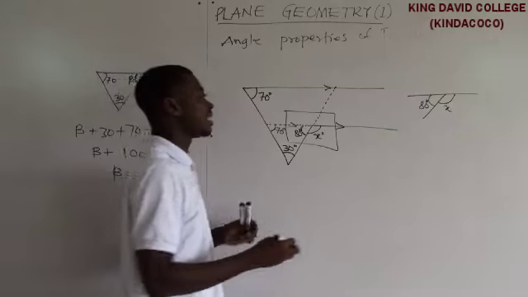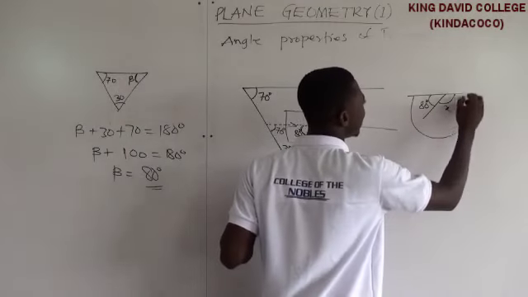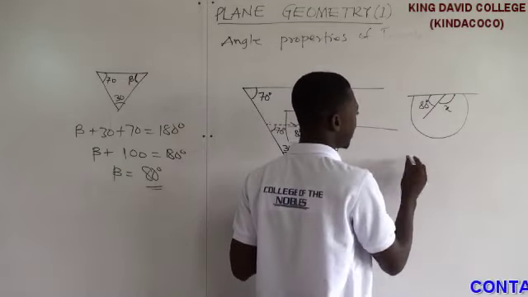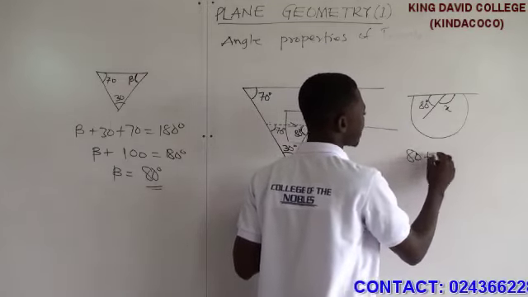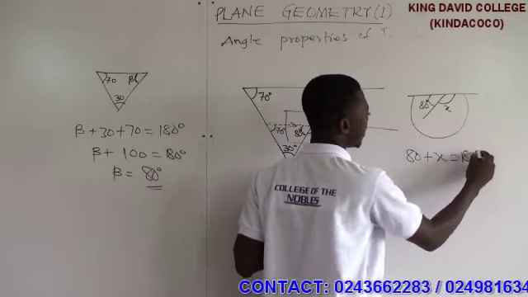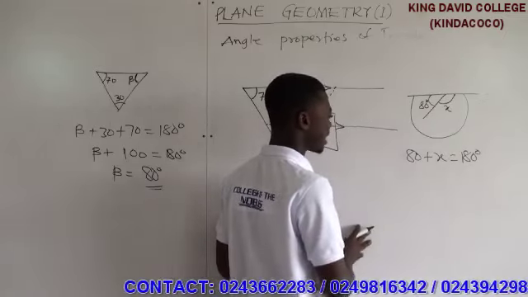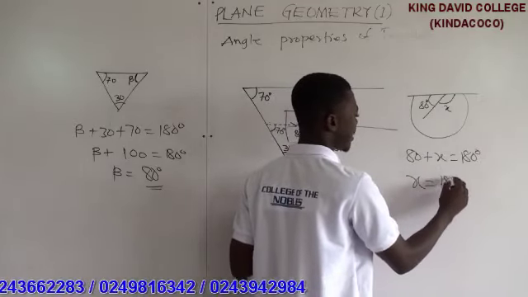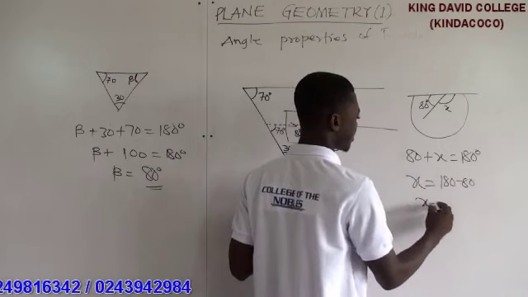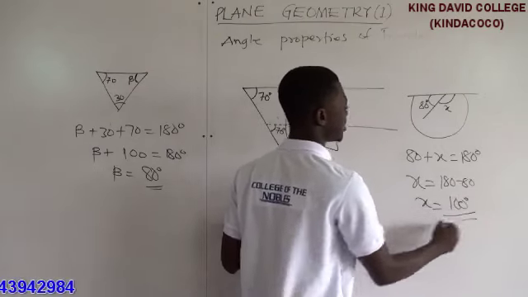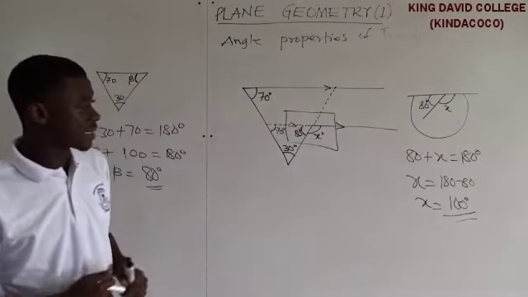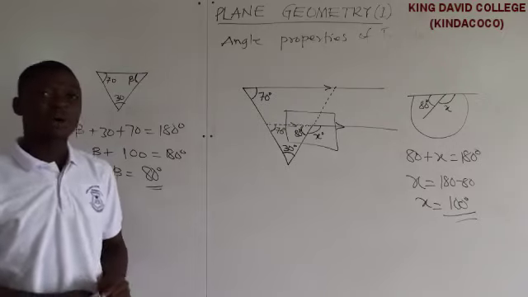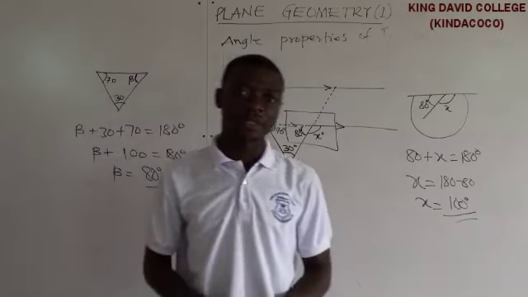Okay, so then this now is what? An angle on a straight line. So if it's an angle on a straight line, then 80 plus x should be equal to what? 180. So in this case, move this here, x is going to be 180 minus 80, x is going to be 100 degrees. So that's the value of x, 100 degrees.